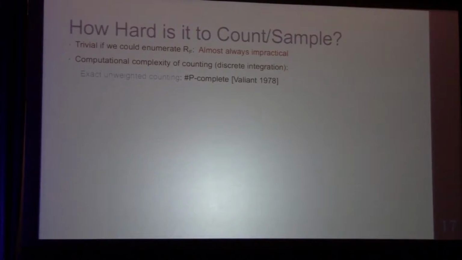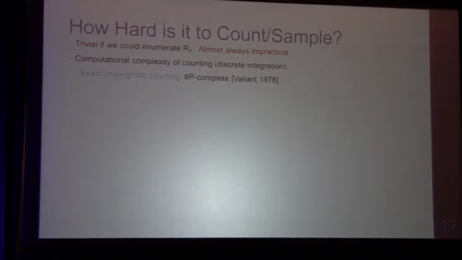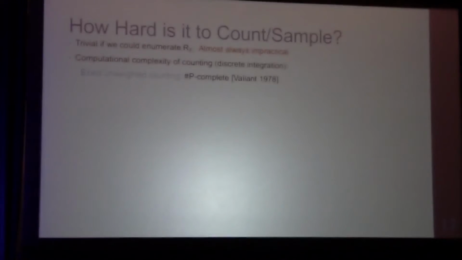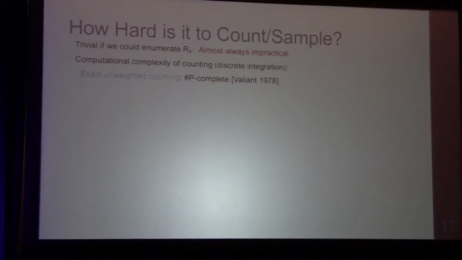So exact unweighted counting is in fact the canonical Sharp-P complete problem. Leslie Valiant showed it in 1978. Now, Sharp-P complete already means that it's above the polynomial hierarchy, so it's not going to be very easy to solve this problem exactly. This sends us a warning message that when you're trying to solve this exactly, you have to incur heavy computational cost. And this is not because we are not being smart, it's just because there's fundamental computational complexity in the problem.